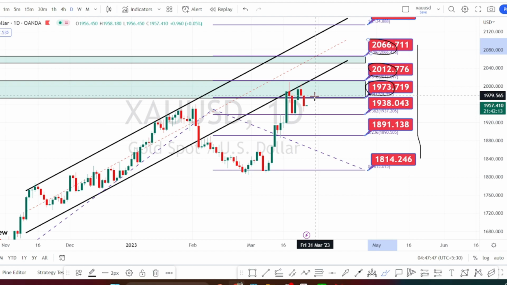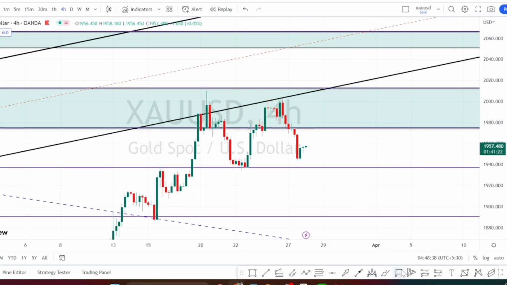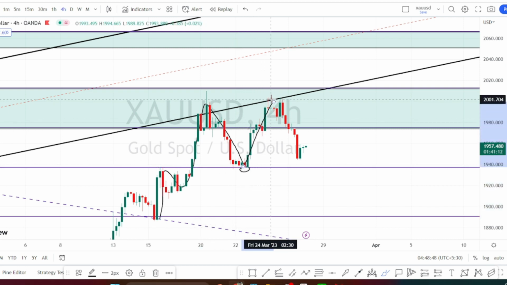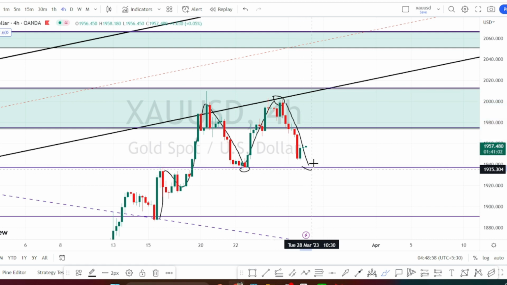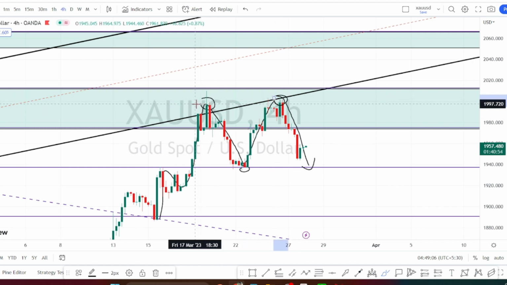Let us look at the price action in the 4 hours time frame. I am in the 4 hours time frame, and we have noticed the price action trending on the bullish trend, and after testing the support level of 1936, we noticed it again retest this bullish channel pattern support line, which is now acting as a resistance line, and again the price action has retraced back to the support level of 1936. And in this process we have noticed the price action make a double top.